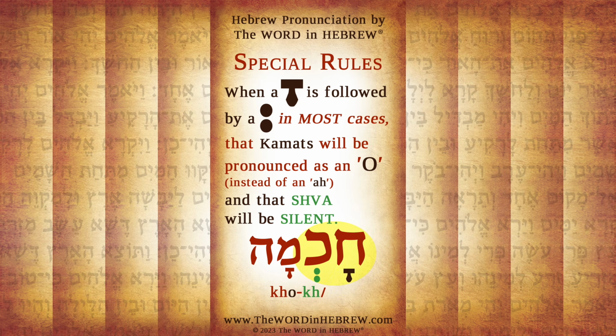So together they will make choch. And the last syllable here is ma. Altogether we have choch ma, chochma, which means wisdom.